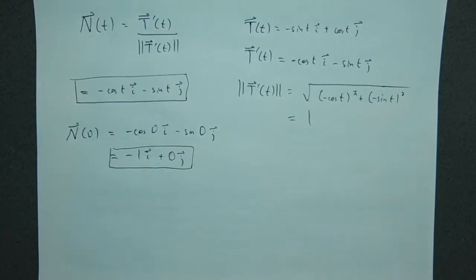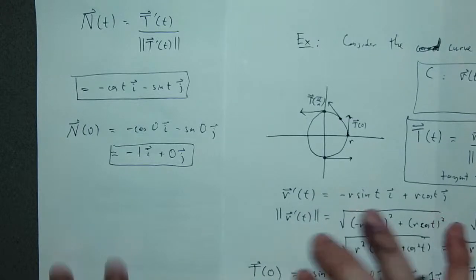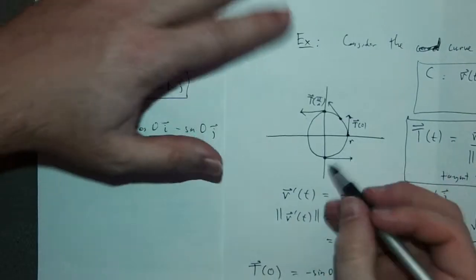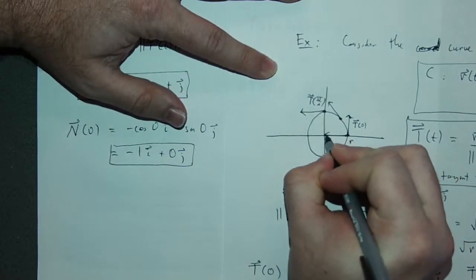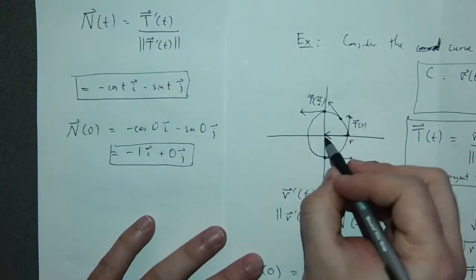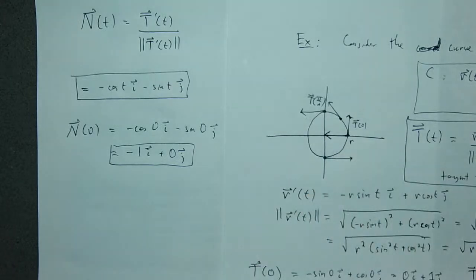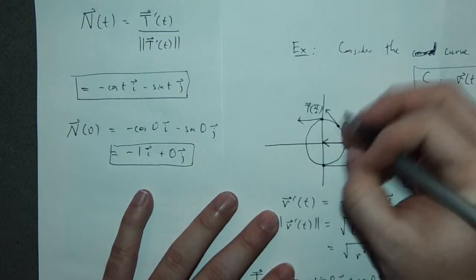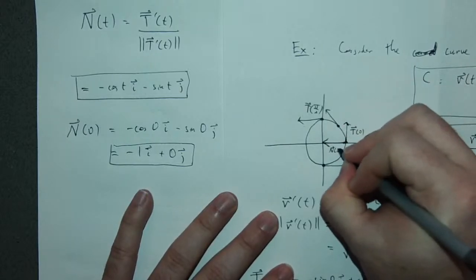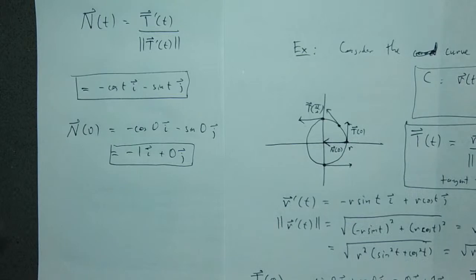So let's put that on our circle here. On our circle, what would this be? This would point in, right? Now, of course, if this were a circle of radius 1, it would point in all the way. It would touch here, but this is a circle of radius r. I just drew it like that. So it's not always going to point all the way in. It depends on the radius. So there's N of 0.